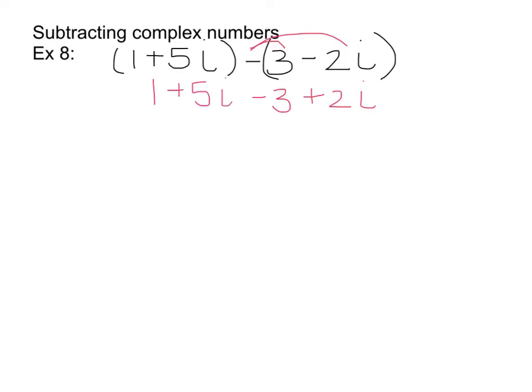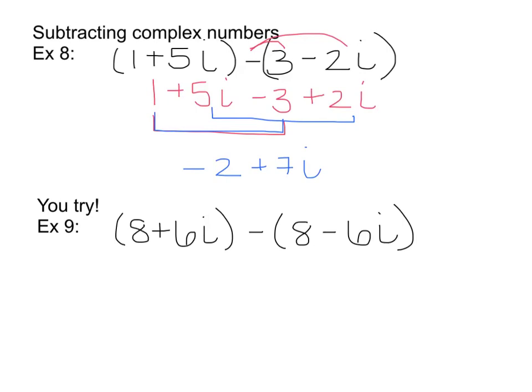Now we get to add the real numbers, so 1 minus 3 is going to give me negative 2, and then the imaginary numbers, 5i plus 2i, is going to give me 7i. So first, distribute the minus sign, which is going to swap both signs, and then combine real with real and imaginary with imaginary. Press pause and try subtracting 8 plus 6i minus 8 minus 6i.